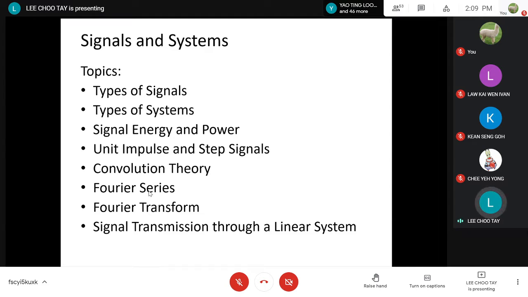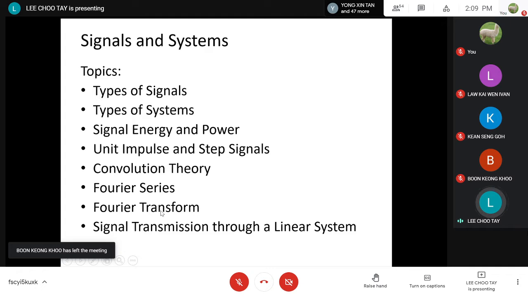All right, then we're going to take a quick look at convolution theory, because for the signal processing part of this course, we're going to use a lot of convolution. And also Fourier series and Fourier transform. Fourier series is useful in representing a periodic signal, but for non-periodic signal, we normally use Fourier transform.